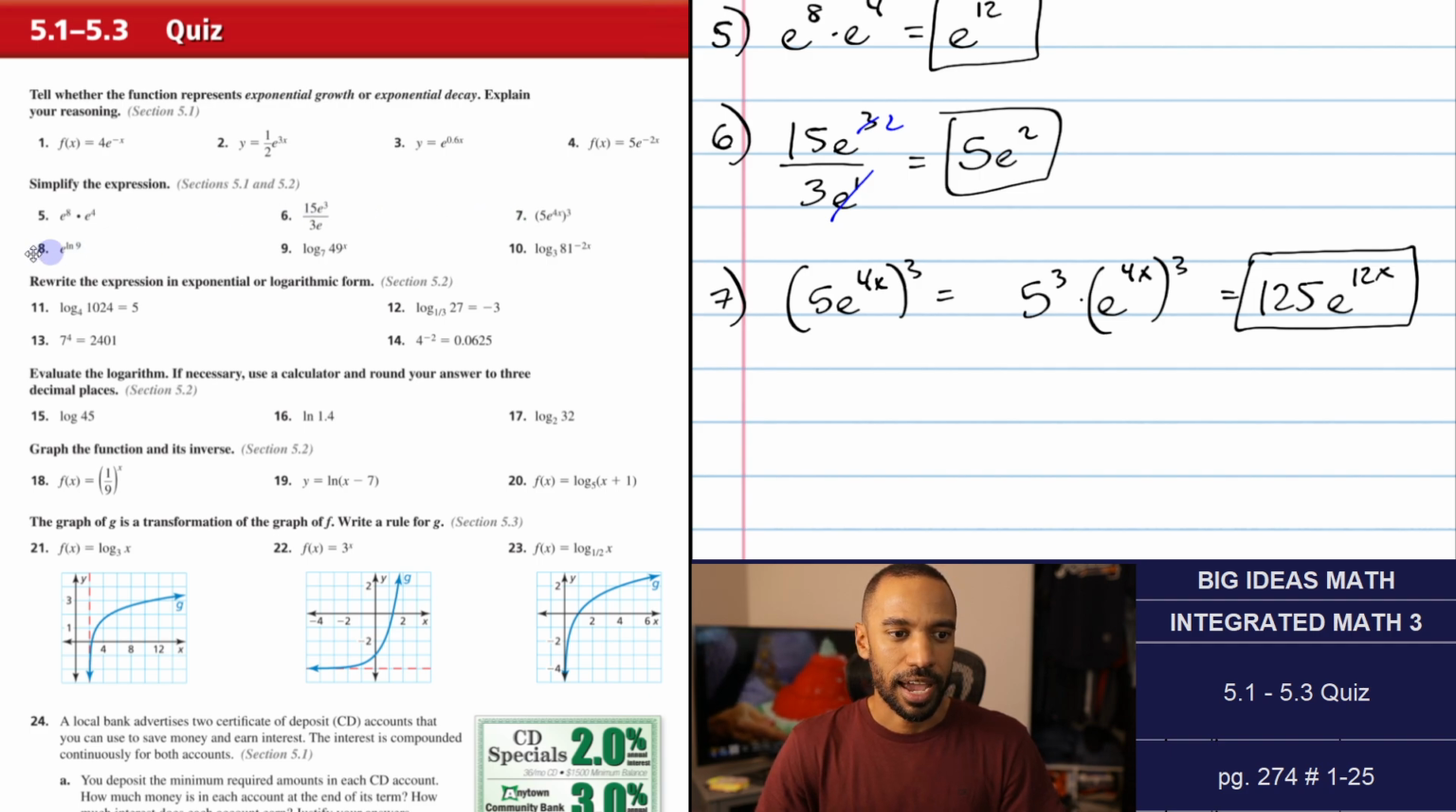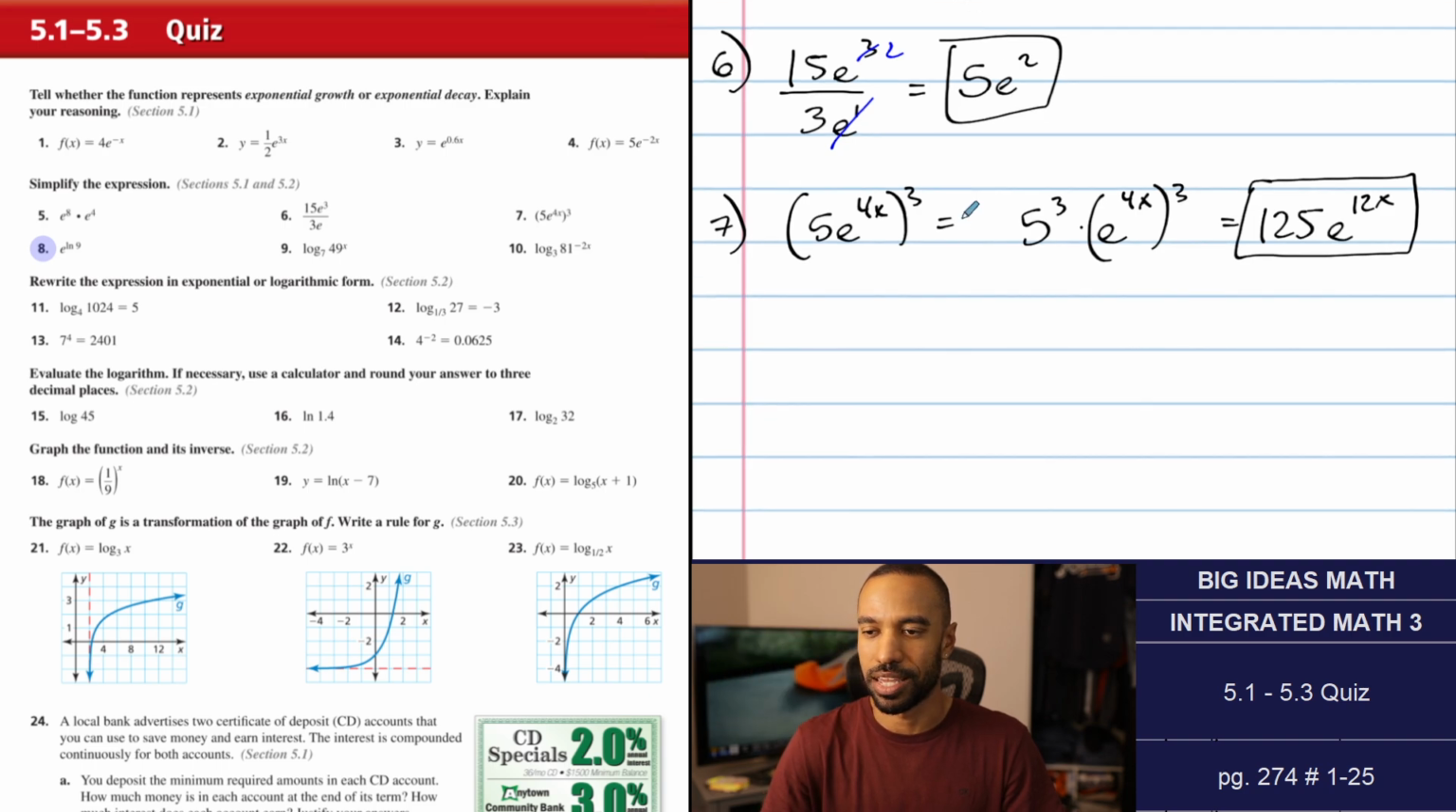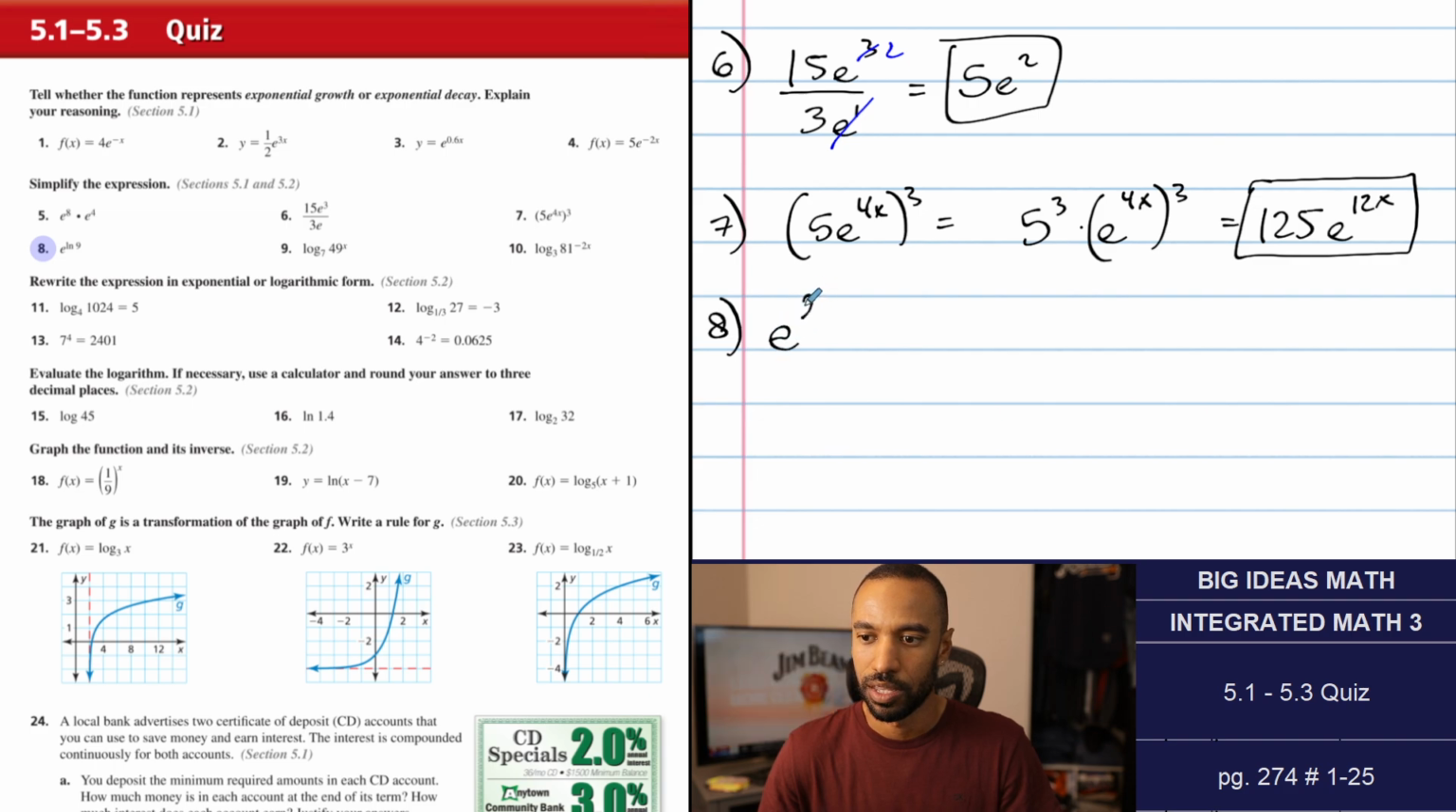E to the natural log of 9. This is the start of actually section 5.2. In section 5.2, we start to hit logs. Now, natural log, I might want to talk about this one for a second. And it kind of runs on a sentence when I do. E to the natural log of 9. Natural log is the same as log with base of e. Log base e of 9.